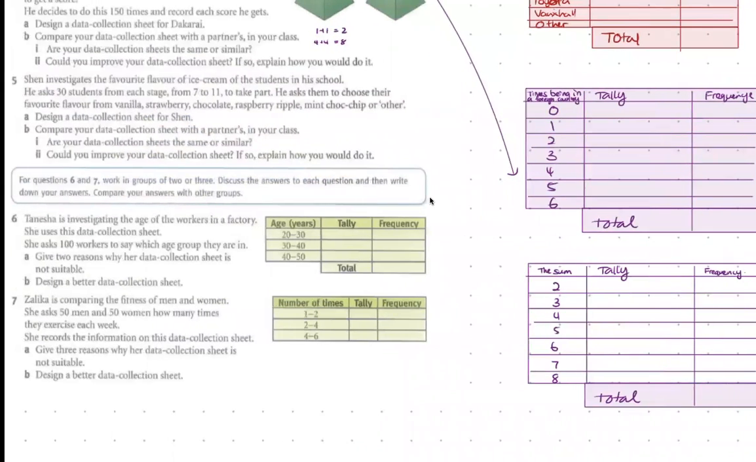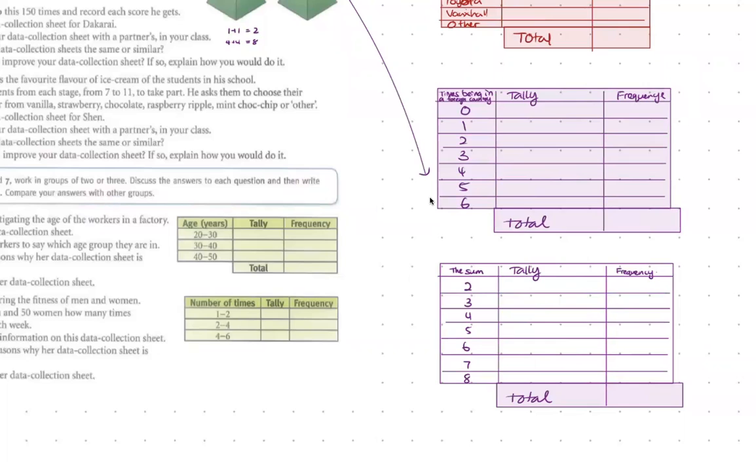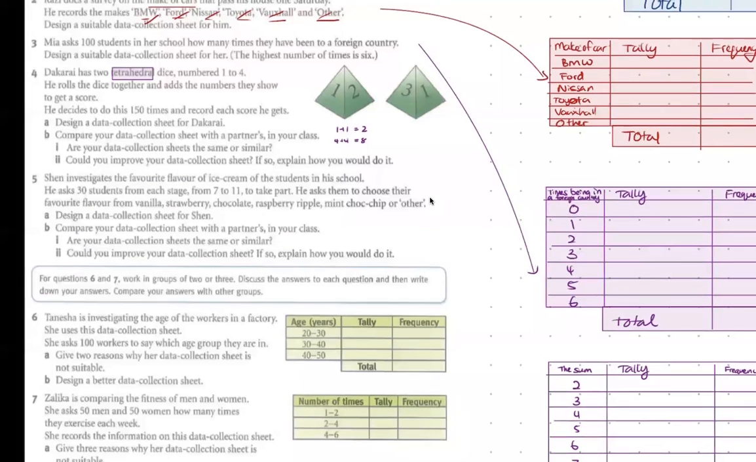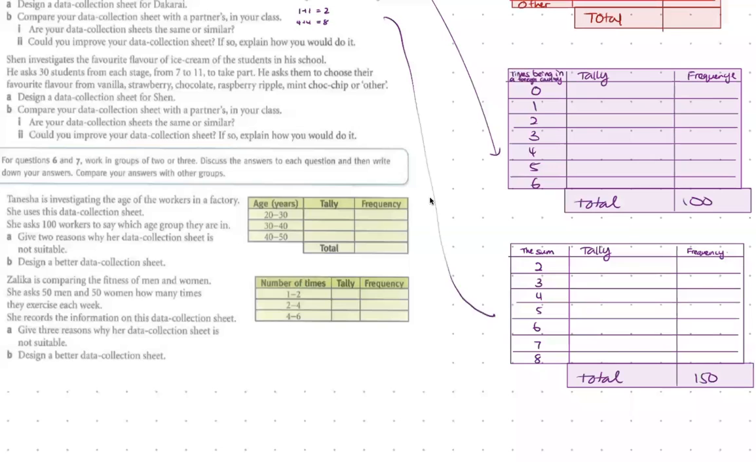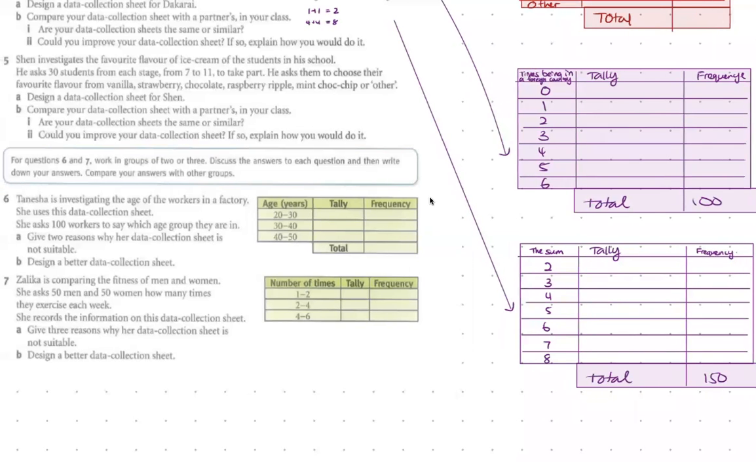Okay. So since you decided to roll 150 times, this should be 150 right here. But this is 100, by the way. Okay, in case you forgot. Now for question B, you can actually compare with your friends, but it's not necessary. You can just have a look and just see a different perspective.